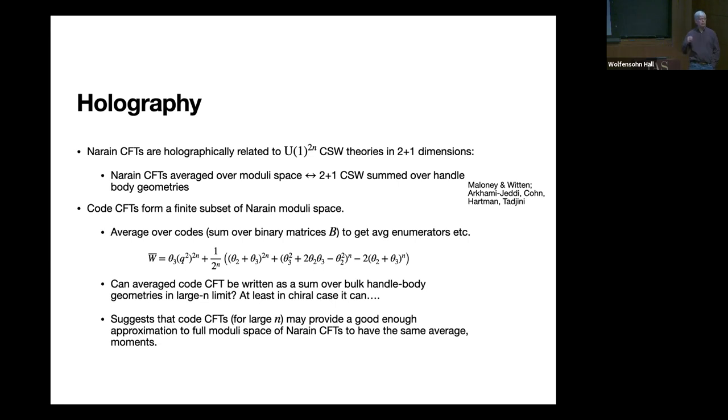So we can ask what happens if we just average over codes rather than over the entire Narain moduli space. And I can tell you what happens if you average over codes. This is the averaged enumerator polynomial here. I don't know myself how to write that, maybe there are some fancy theta function identities that I haven't used yet, as a sum over handlebody geometries, as a Poincaré sum. But in the chiral case, it's much easier. And so at least in the chiral case, there is this suggestive interpretation that maybe already just this discrete set of code CFTs, averaging over them, is somehow giving you gravitational behavior.